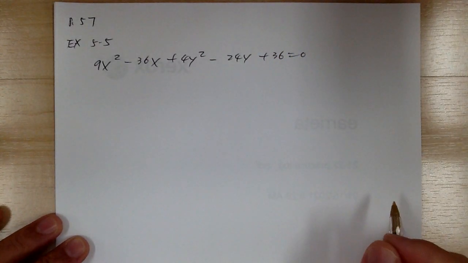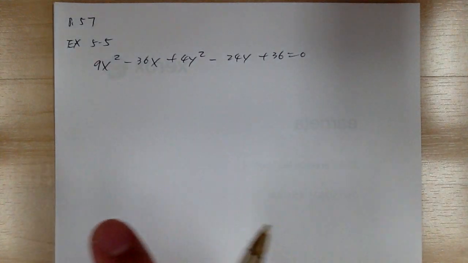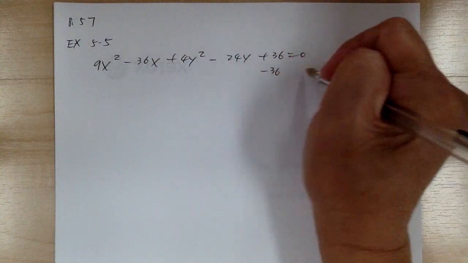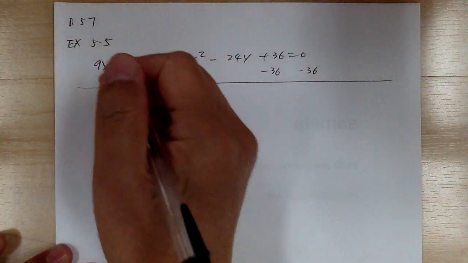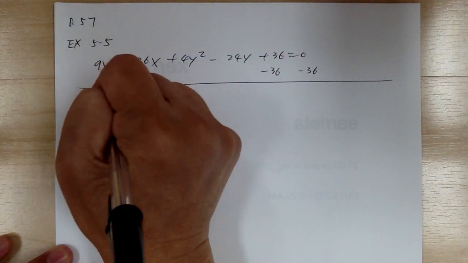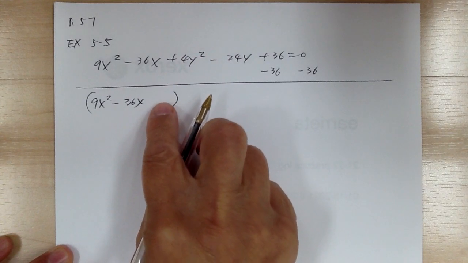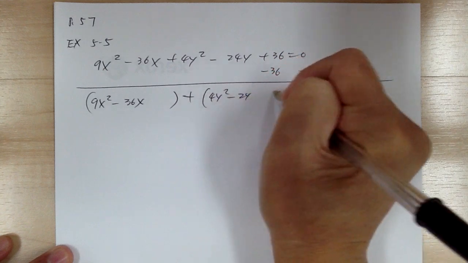So the first thing you want to do is get rid of this number and group your x and y to complete the square for x and complete the square for y. Okay, so minus 36 on both sides. Basically all we're doing right now is completing the square. Now you're going to group your x together, leave a space because you're going to need a number to complete the square, and do the same thing for y.